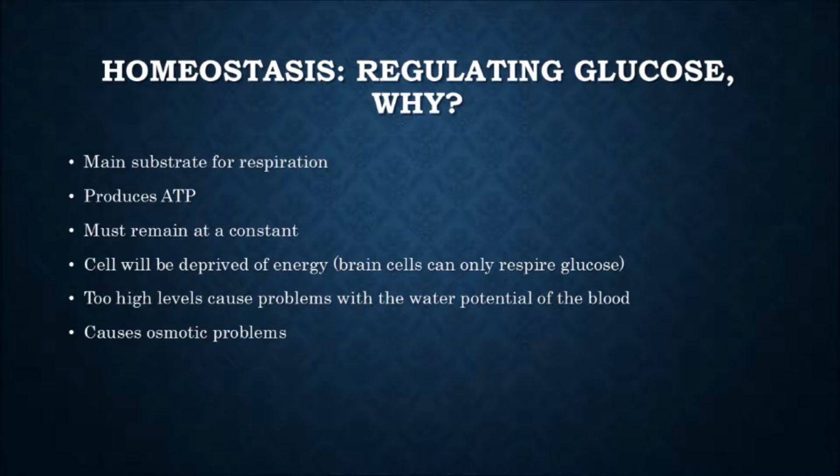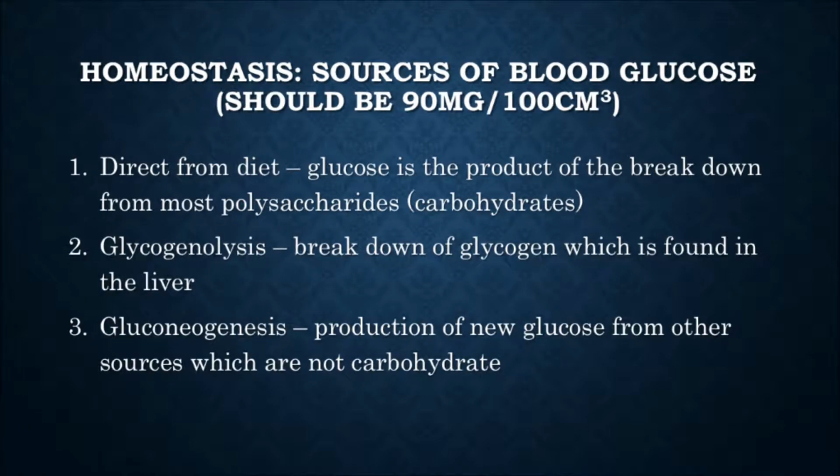Glucose has to be regulated within the bloodstream so that there is a constant supply that is available to cells at all times. Glucose is the main substrate for respiration, and without a constant supply, cells will be deprived of energy, and for some, like brain cells which only respire glucose, it can be fatal. Too high a level can change the osmotic properties and cause problems due to the change in water potential of the blood. Blood glucose should be kept at a level of around 90 mg per 100 centimeters cubed.